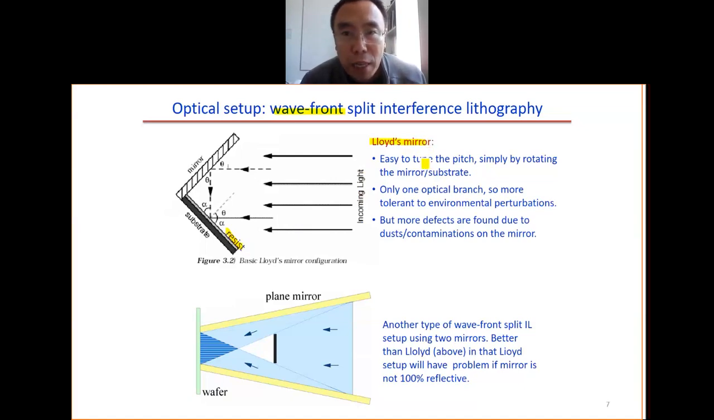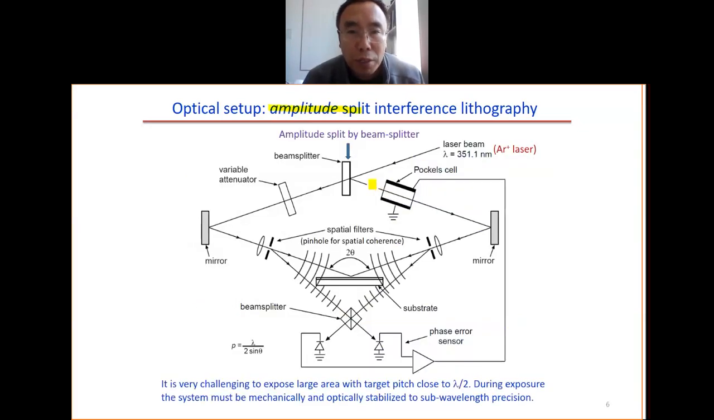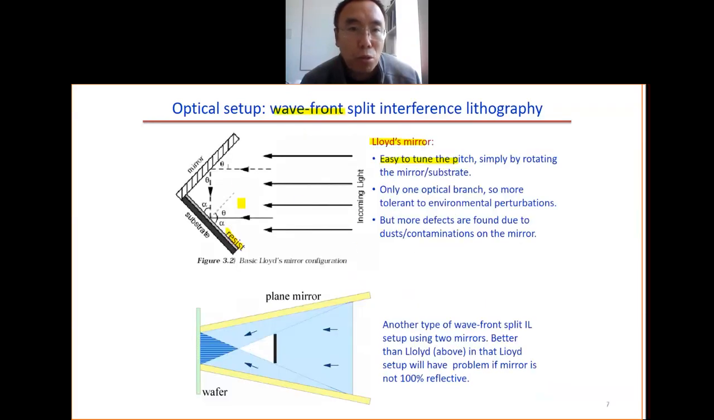The advantage for this one is, first, it is easy to tune the pitch. When you rotate the setup, you get different pitches. On the contrary, for the other setup, it's very difficult to tune the pitch because you need to move everything. If you change the angle here, you need to move the mirrors, the beam splitter, and the wafer, everything. Normally, it takes many hours to do the optical alignment and to change the pitch, the grating period. But for this one, you do the rotation, you can change the pitch. Second advantage, there is only one optical branch. All the light comes here. It is more tolerant to environmental perturbations.